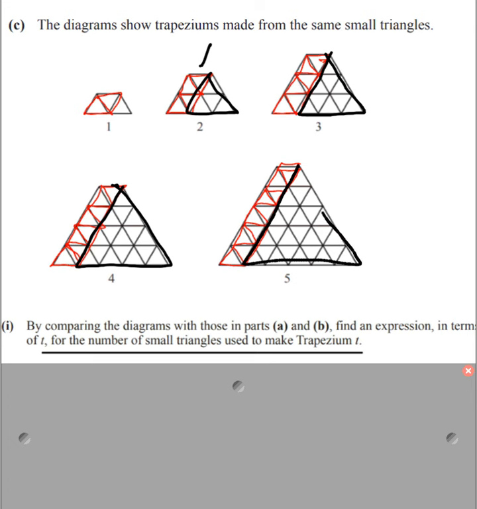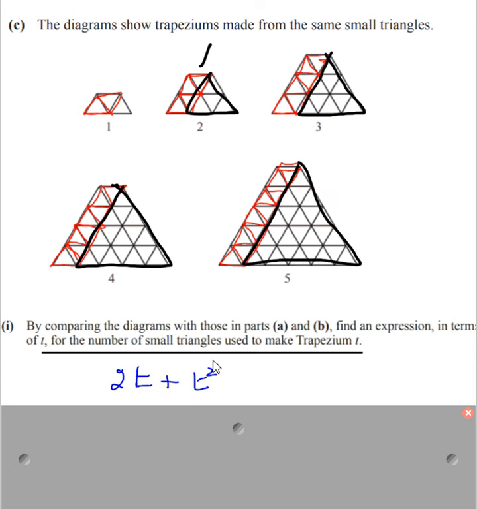So what will happen now? How will you get the t-term formula? Simply by adding the two formulas you have figured out in part A and B. In part A, you figured out 2n, and in part B, you figured out n square, right? So we are giving them the name t here.